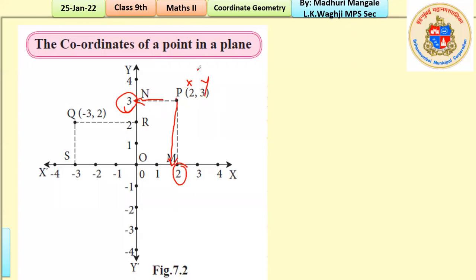What are the coordinates of points E, F, G, T? Let us say, what are the coordinates of point G? Starting with the x coordinate, that is -4, and then the y coordinate -2. So -4 and -2, those are the coordinates.